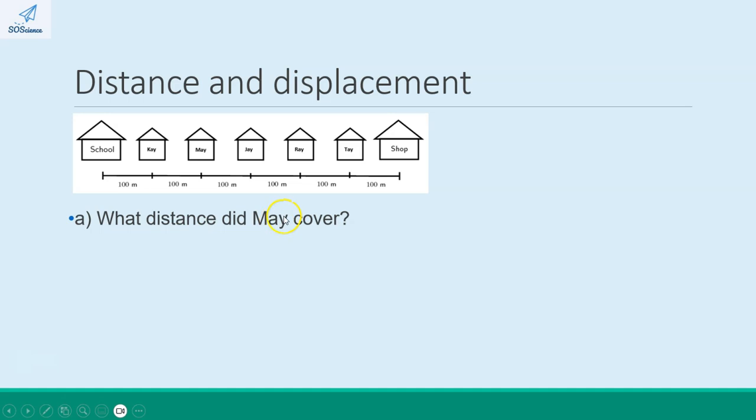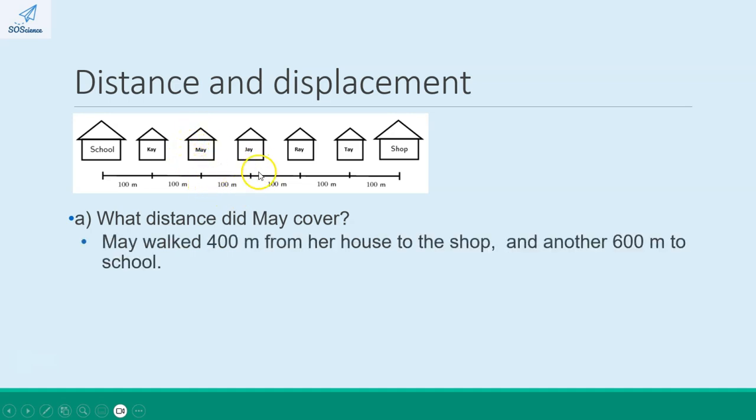So what distance did May cover? Now, remember that May traveled to the shop and then back to school, and we want to break up her motion. So first, she walked 400 meters to the shop, and then from the shop, she walked 600 meters to school. So her distance is 400 plus 600, which is 1,000 meters or 1 kilometer, but we always prefer to work in SI units.